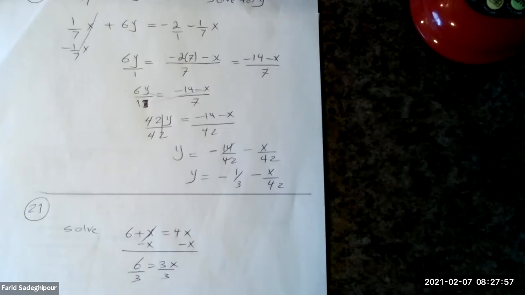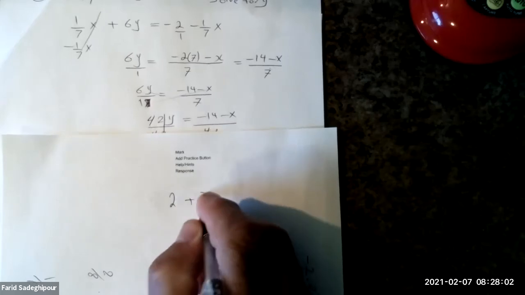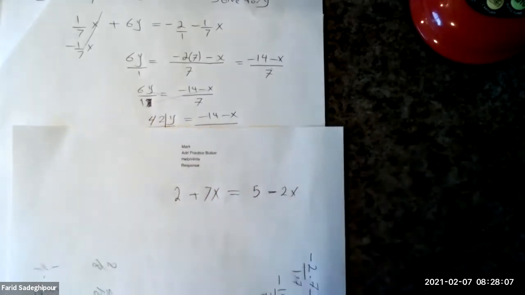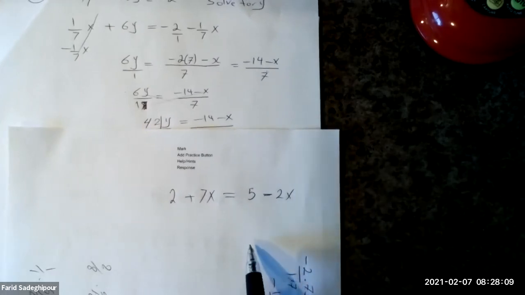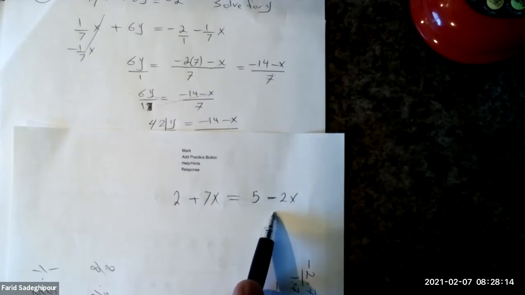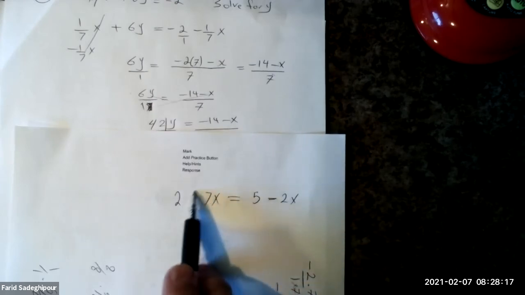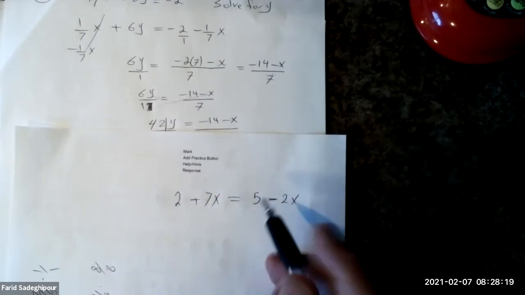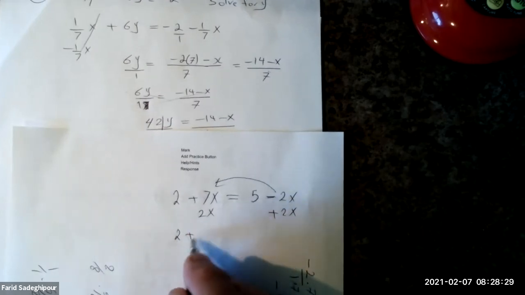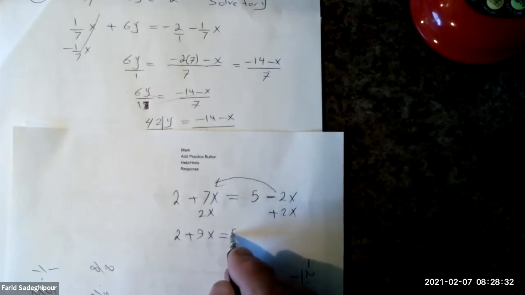So if you have a problem, let's say you have 2 plus 7x is equal to 5 minus 2x, something like that, you need to collect all the x's on one side. On this side, I have positive 7. This side, I have minus 2. Always bring it to the side that has a higher positive number. So I need to move minus 2x to this side. Okay? So in that case, I should add 2x. So then what I have is 2 plus 9x is 5.